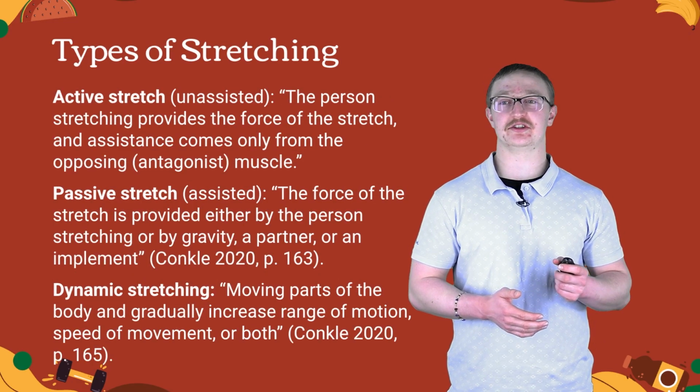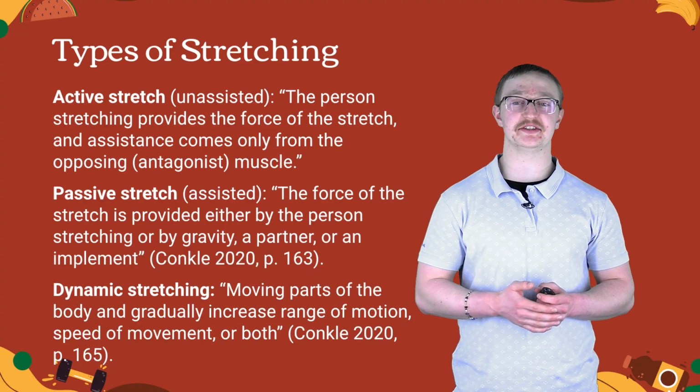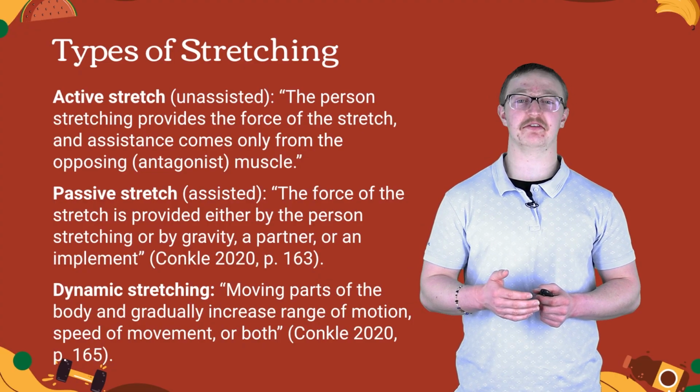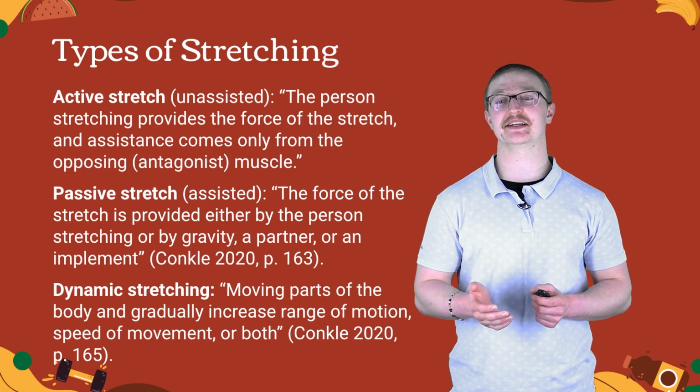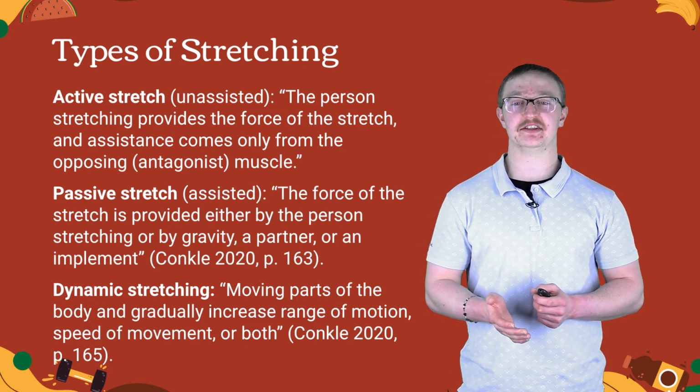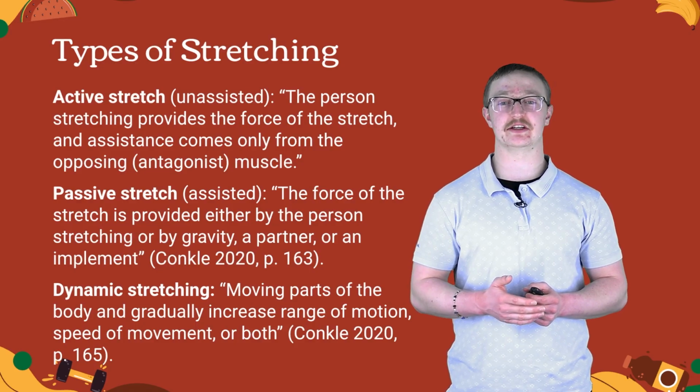So some types of stretching are listed on this slide. The first is active stretching, which is a type of unassisted stretching where the person stretching provides the force of the stretch, with the only assistance coming from the opposing antagonist muscle. Active stretching is active because the opposite muscle is being activated while the focus muscle is being stretched.